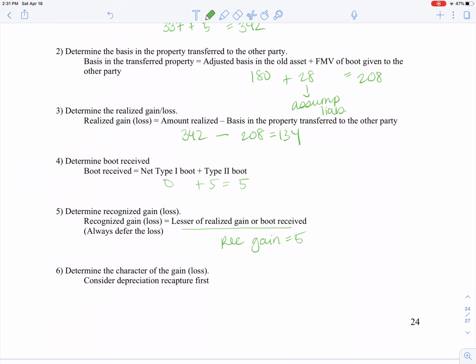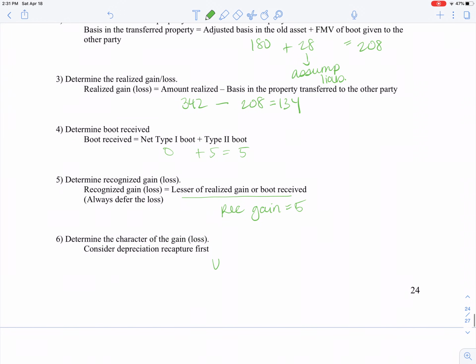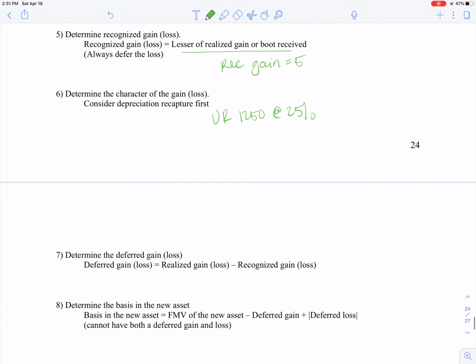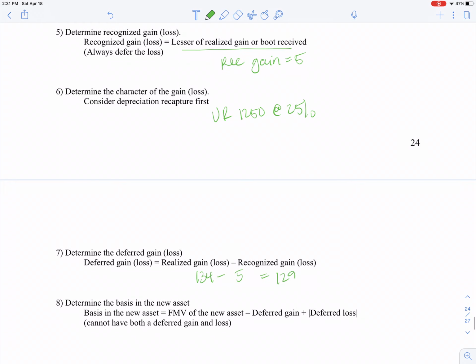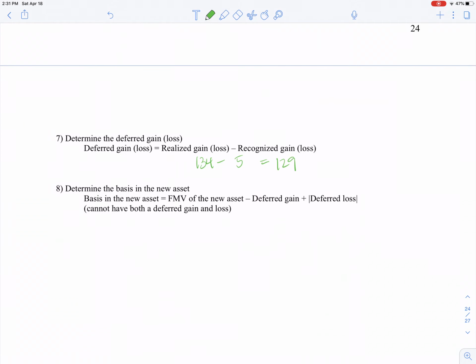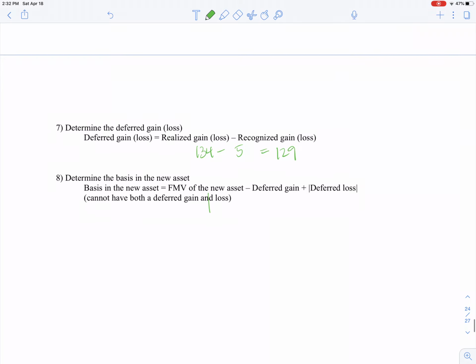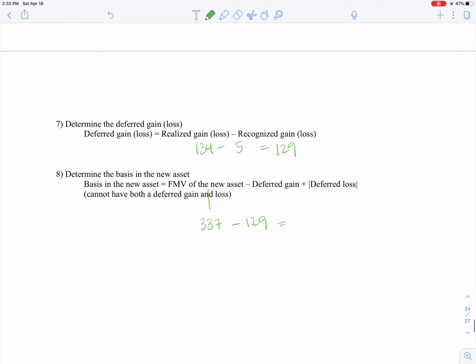The character of that gain is going to be unrecaptured 1250 at 25% because of the type of property it is. It's used in a business. We're sole proprietors. The deferred gain is the realized gain of 134 minus the recognized gain of 5 or 129. All right, and then lastly, we have the basis in the new asset. The fair market value of the new asset, 337, minus the deferred gain of 129 gives us the new basis that we have in the new asset of 208.